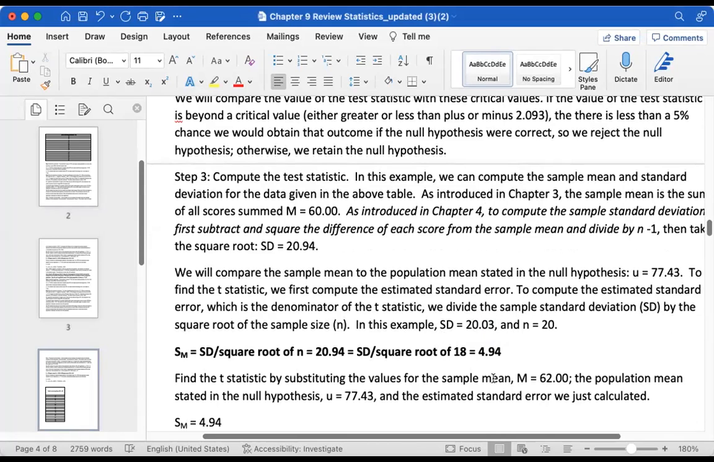Does that make sense so far? So we're going to take the standard error, the standard deviation divided by the square root of n. So this will be 20.03 divided by the square root of 20. And what number do we have? Make sure you do brackets.